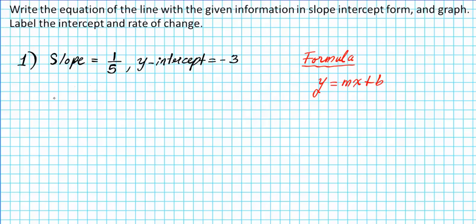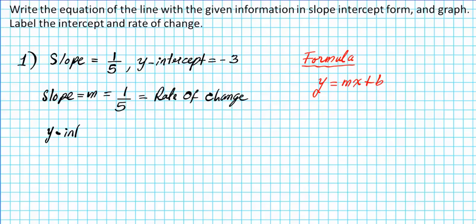All right, let's start by finding m. The slope is the same thing as m, and that's 1/5. And one thing you want to note is that the slope is also the rate of change. If you're asked to find the rate of change of a line, you're being asked to find the slope. Y-intercept is b. That's where you start your graph on the y-axis. So your y-intercept is -3.